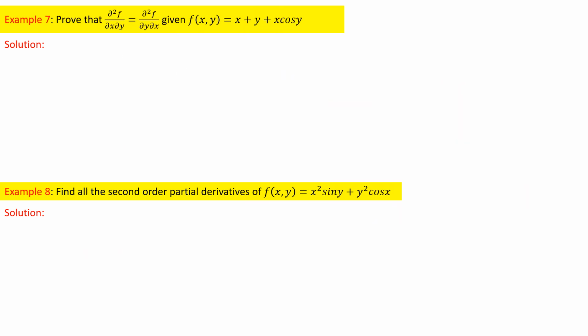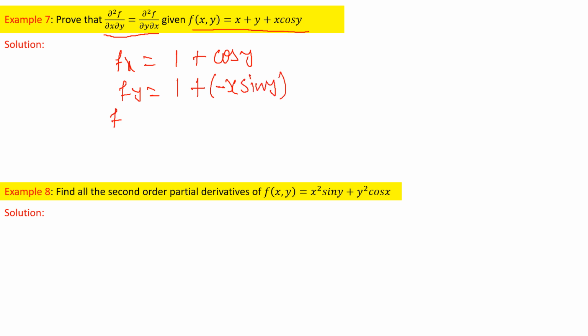Next problem, we are asked to calculate the mixed partial derivative, that is ∂²f/∂x∂y, is it equal to ∂²f/∂y∂x, for this function f(x, y) = x + y + x cos y. So first let me calculate fx. So fx will be 1 plus cos y. Fy, that will be 1 plus, x is constant, derivative of cos y will be minus sin y.